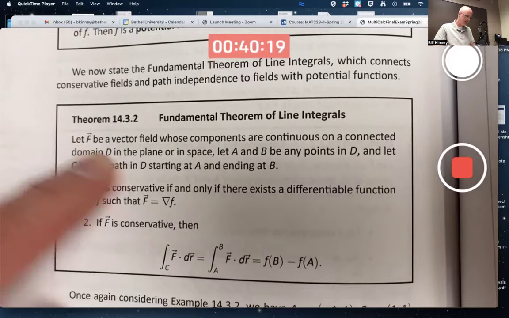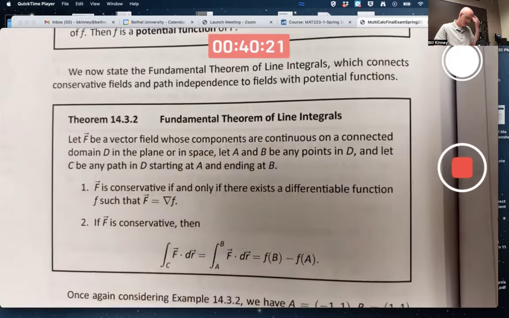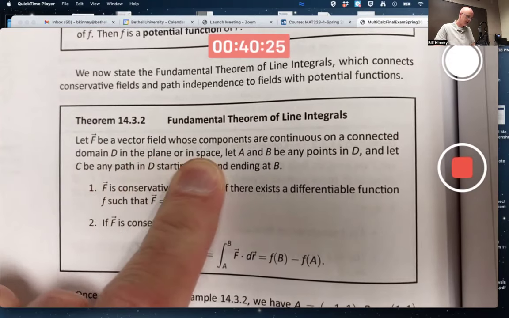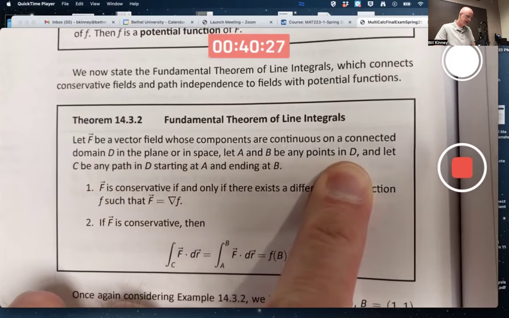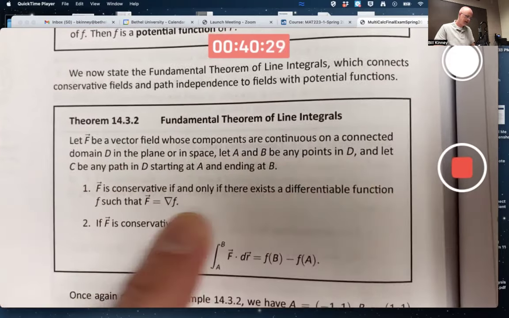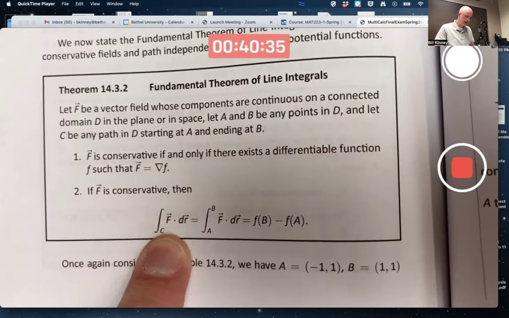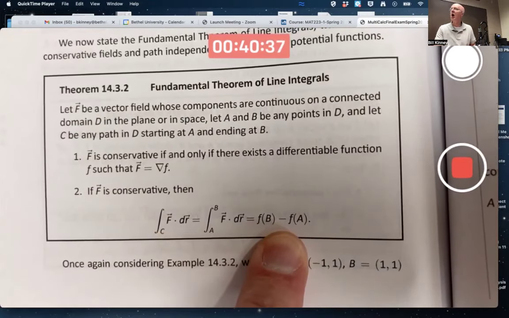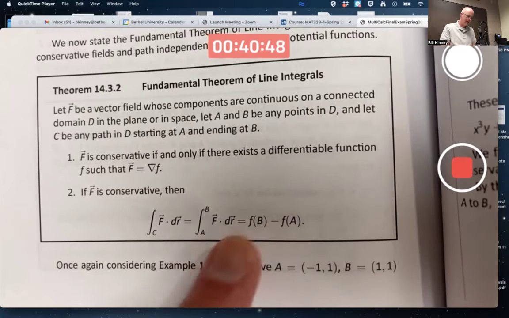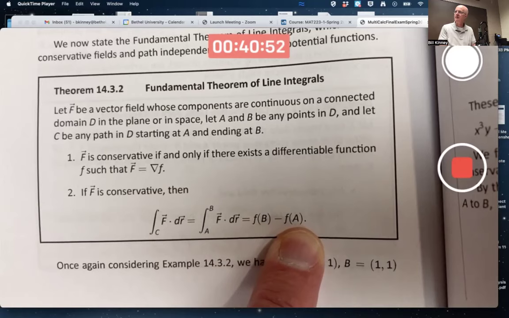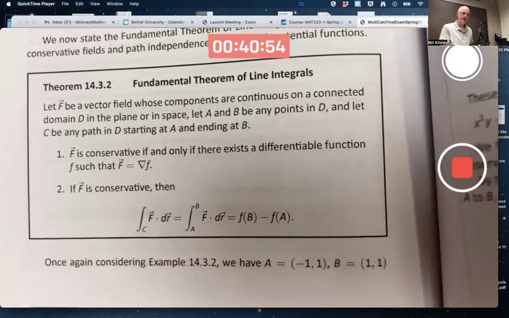F is a vector field whose components are continuous on a connected domain or in space. A and B are any points in D. Conservative means there's a potential function. If it's conservative, you can do the line integral by just doing a subtraction. No need to parameterize the curve. The potential function evaluated at the endpoint minus the potential function evaluated at the starting point.